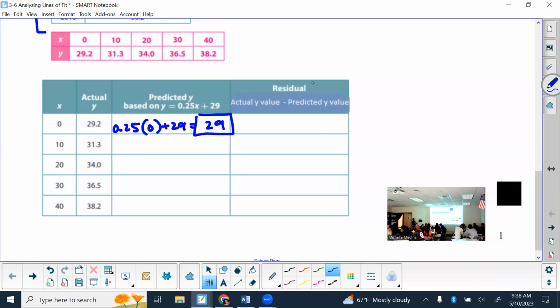All right, and then for residual, we said it's the difference between your actual and your predicted value. So it's just a subtraction problem. What was my actual value? 29.2 minus my predicted value, which is what? And my residual then is 0.2. Now, would you say that that's pretty close to 0? Yeah. So is this so far a good representation of the data or a bad one?